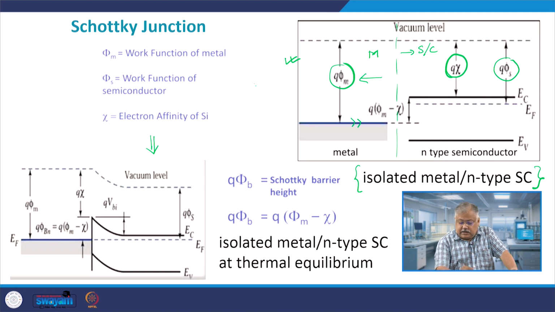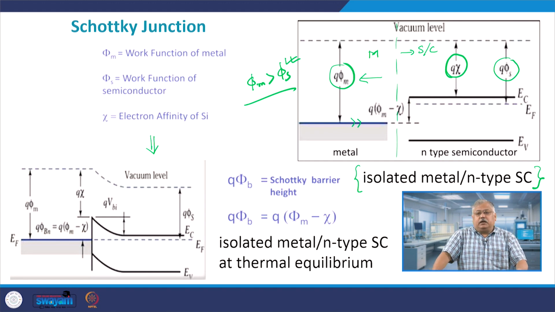So, in this case, phi m is greater than phi s, and as you can see, the metal work function is much larger as compared to the semiconductor work function. That is the reason that the conduction band of the semiconductor is on a much higher level as compared to that of the metal. Now, this gives me an idea that obviously this is an n type.